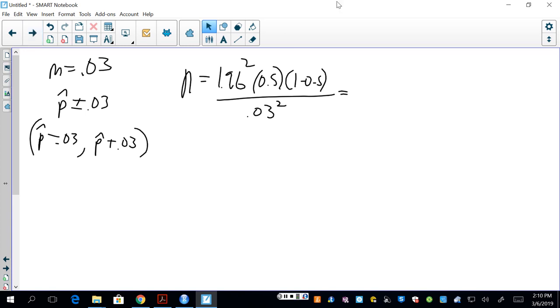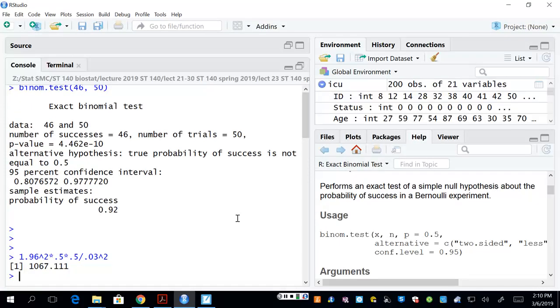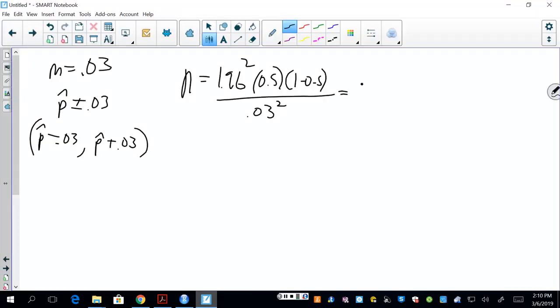And I think I remember it, but let's check. If we calculate that, 1.96 squared times 0.5 times 0.5 divided by 0.03 squared, we get 1067.1. So it would probably be good to round up to 1068 for a sample size. Sometimes the Gallup poll, when it does its quick national polls, will interview 1,067 people and report estimates based on that. They're aiming at a margin of error of plus or minus 3%.